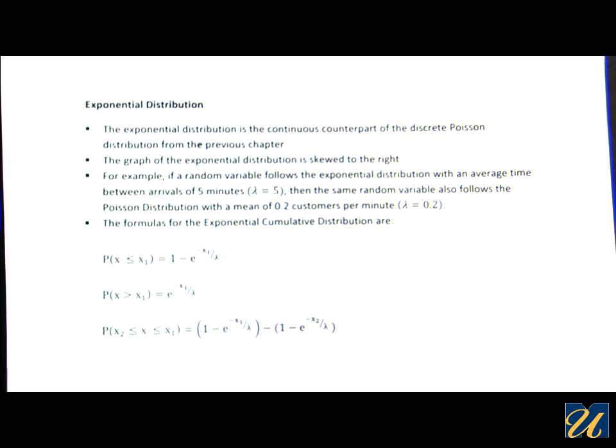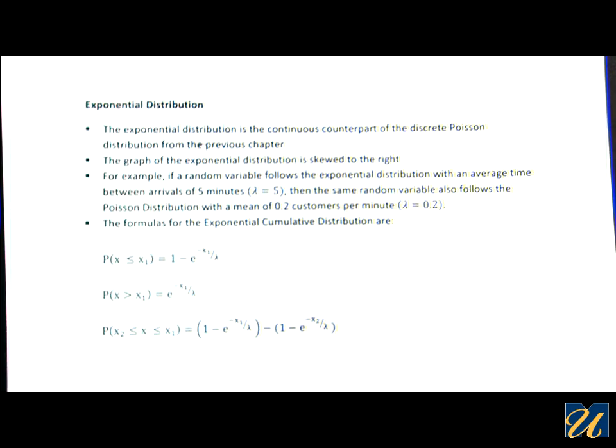The exponential distribution is the continuous counterpart of the discrete Poisson distribution from the previous chapter. The graph of the exponential distribution is skewed to the right. For example, if a random variable follows the exponential distribution with an average time between arrivals of 5 minutes, lambda is equal to 5, then the same random variable also follows the Poisson distribution with a mean of 0.2 customers per minute, so your lambda would have been 0.2.